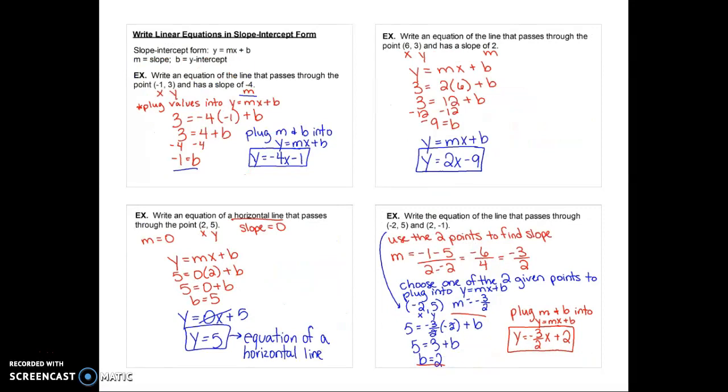So again, this was your concept number 4, writing linear equations in slope-intercept form, and this was part 2 of the notes.